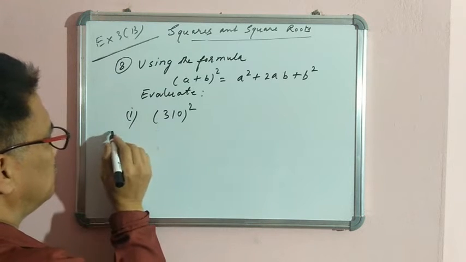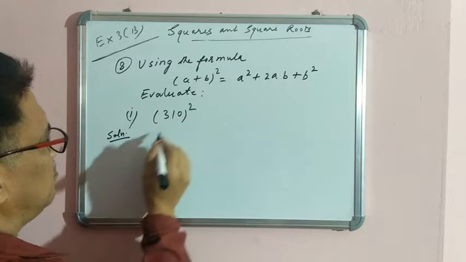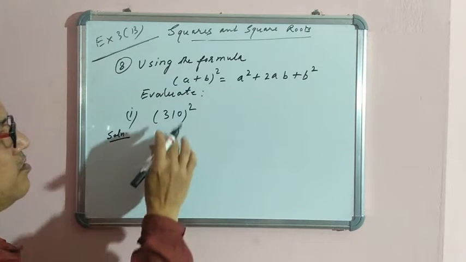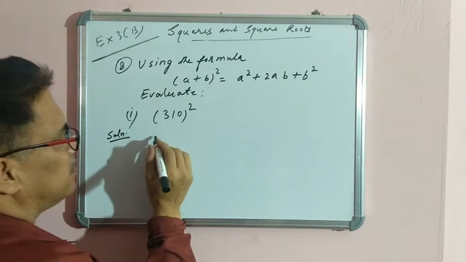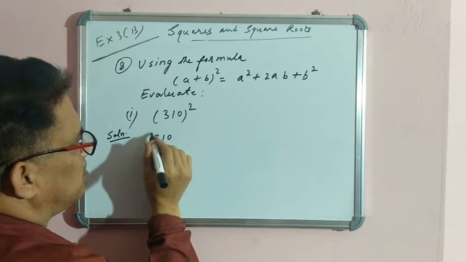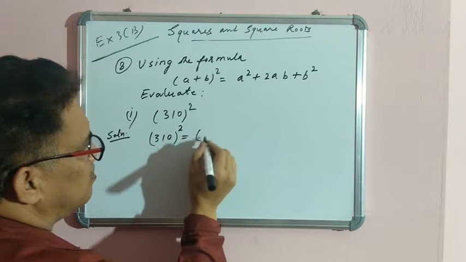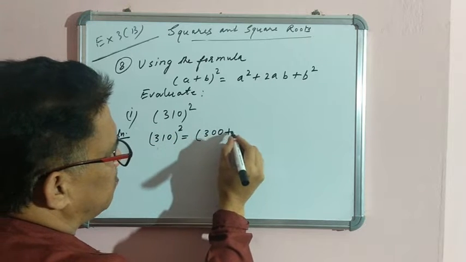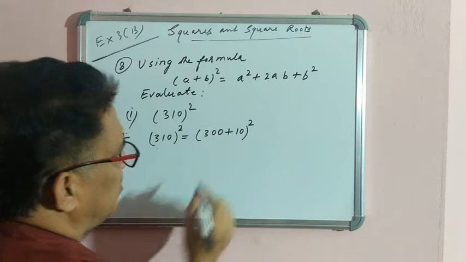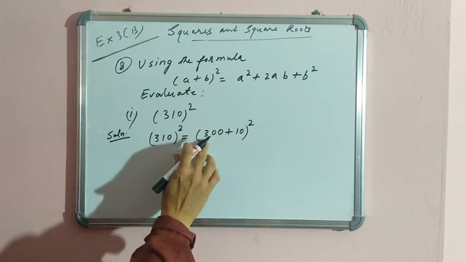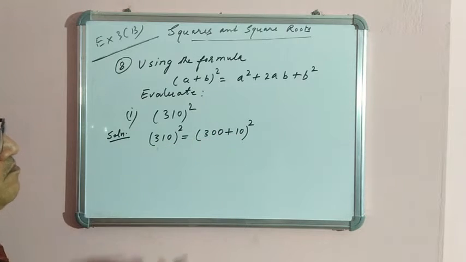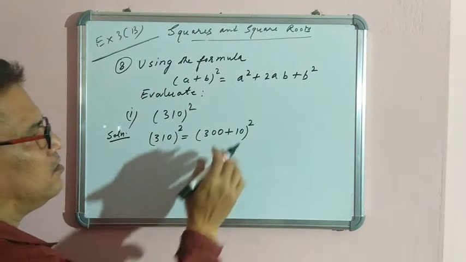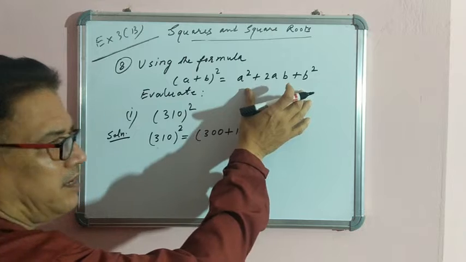Now we will solve using this formula. So first we will put this number into this form. So 310 whole square we can write as 300 plus 10 whole square. Now the value of a is 300 and the value of b is 10. So we have written a plus b. Now we will put here the value in this formula or algebraic identity.